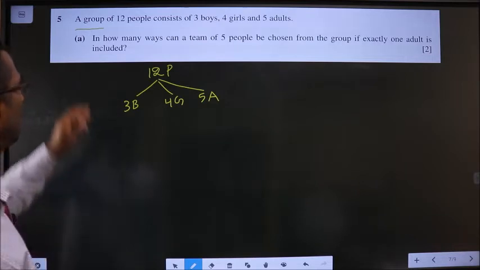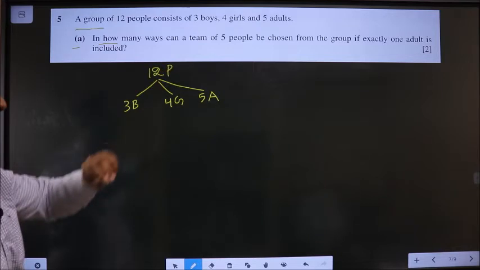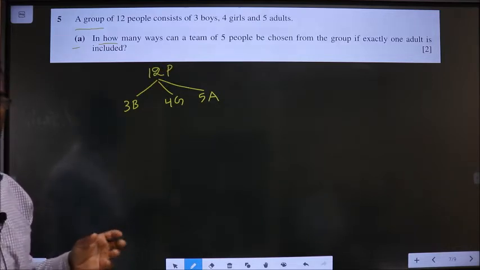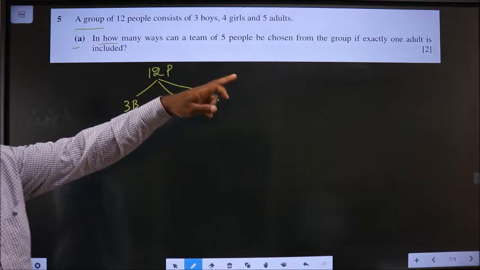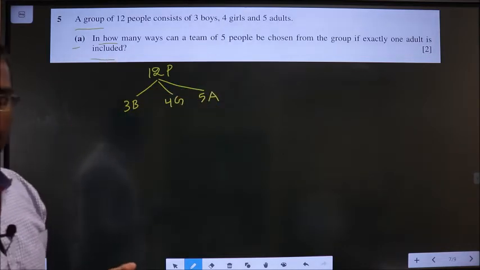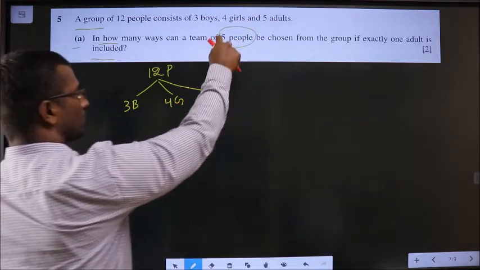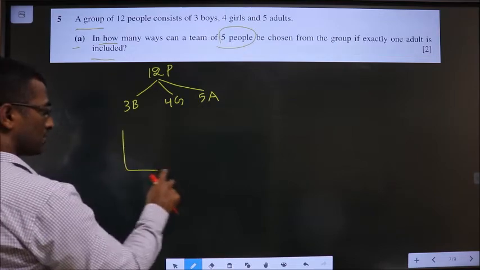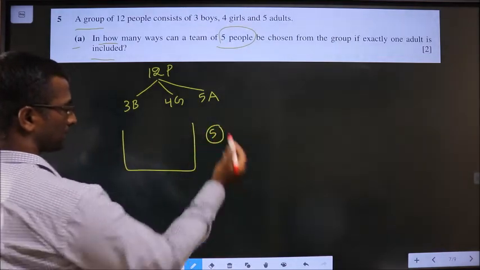Okay, now A. In how many ways can a team of 5 people be chosen from the group if exactly one adult is included? So you need to select 5 people. Now the situation is, you need to select 5 people. So put a box. In this box, you need to select 5 people.